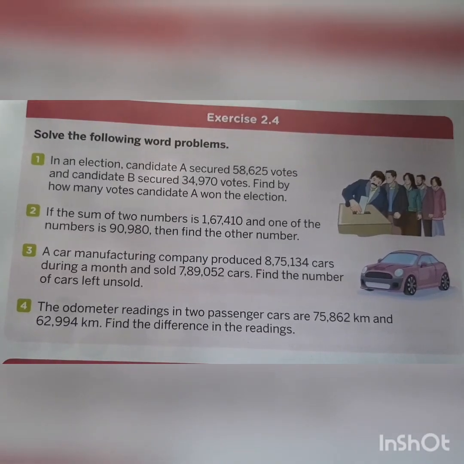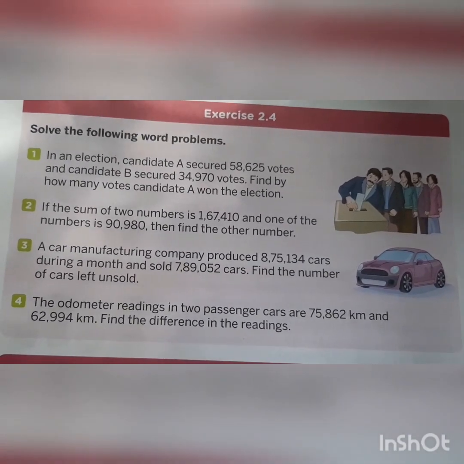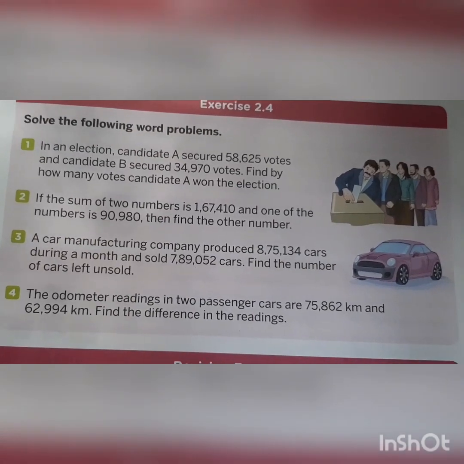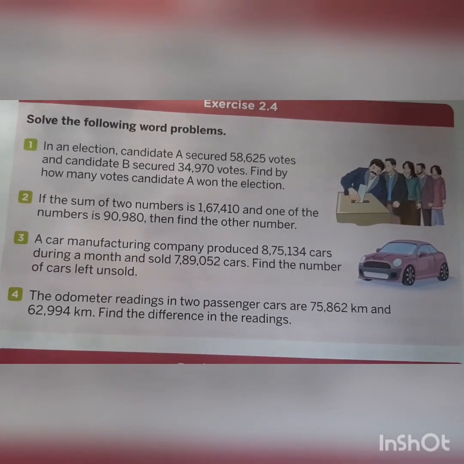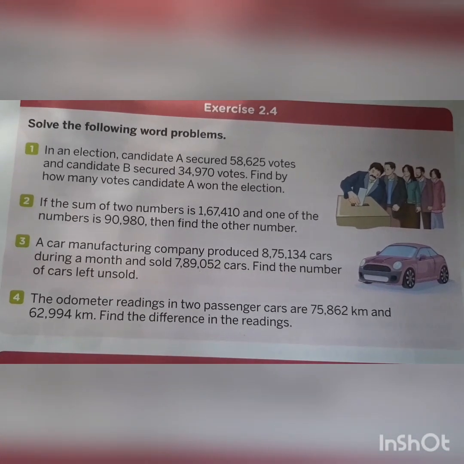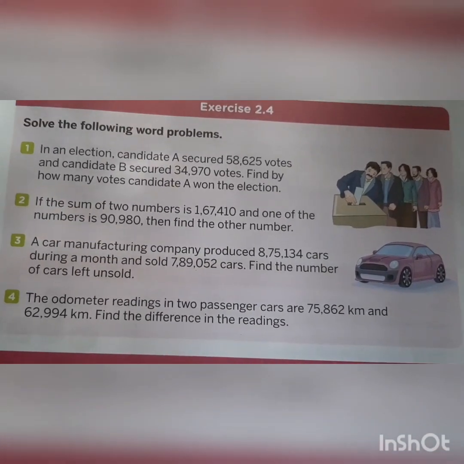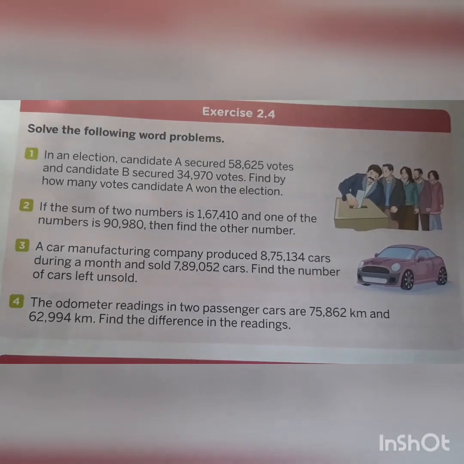Question number 3. A car manufacturing company produced 8,75,134 cars during a month and sold 7,89,052 cars. Find the number of cars left unsold.